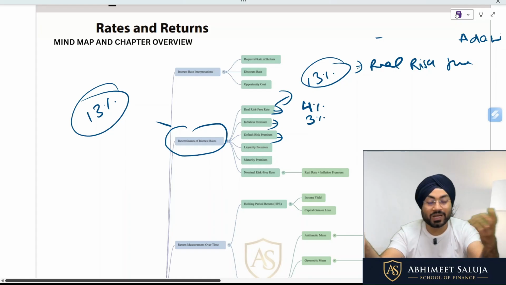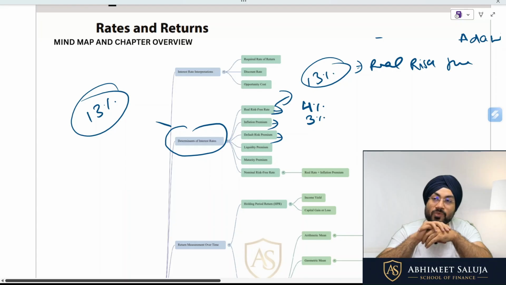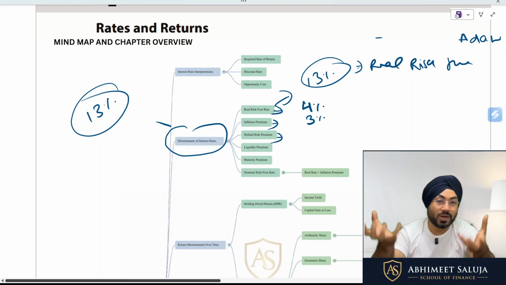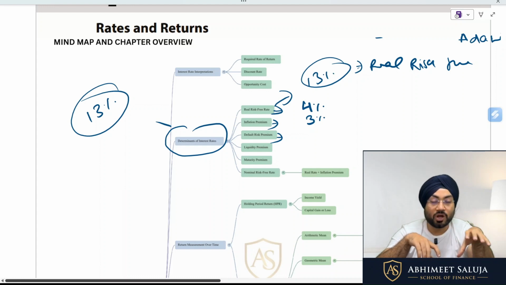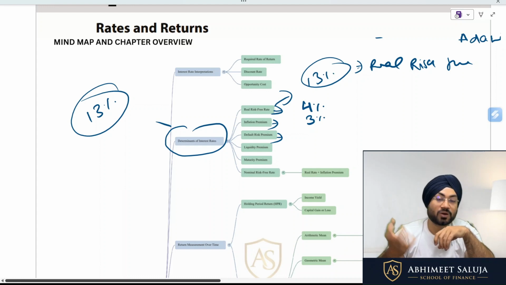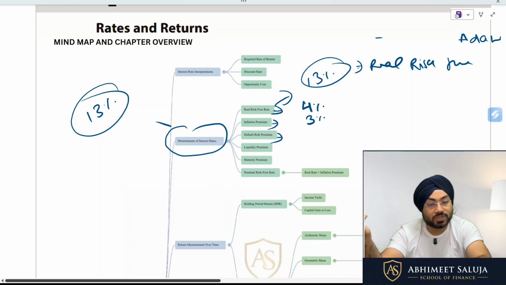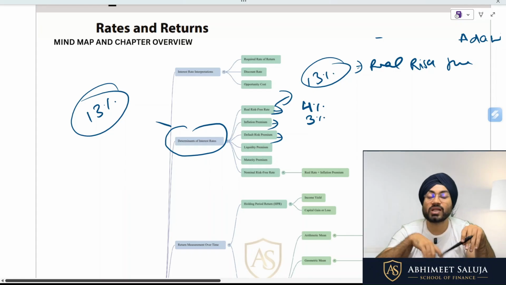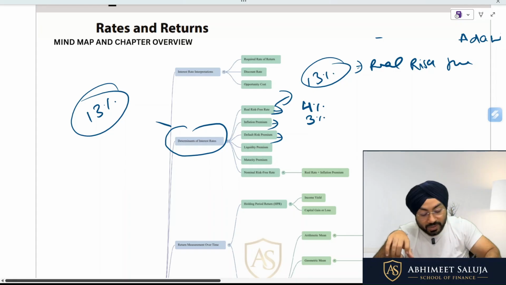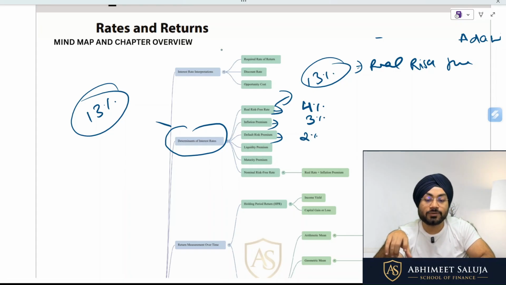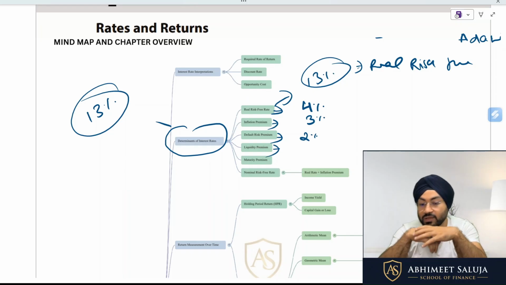Now, default risk premium can broadly vary from industry to industry, company to company, right? If there is a strong company with a strong business model, then default risk premium can be lower. If there is a high-risk company, then default risk premium can be much higher. So suppose in Adani Enterprises, default risk premium is 2%, right? Risk of default, basically.